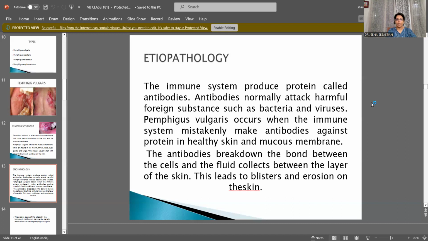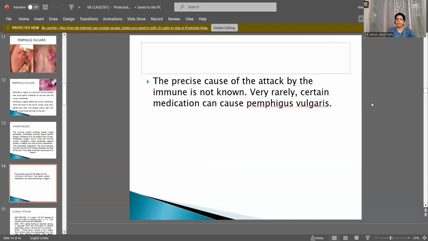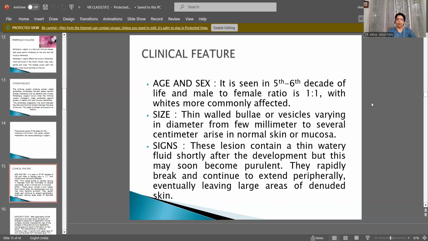So the antibodies break down the bond between the cells, and so the fluid collects between the layers of the skin, and this leads to blisters and erosions on the skin. The precise cause of the attack by the immune system is not known. Very rarely, certain medications can also cause pemphigus vulgaris. It is seen in the fifth to sixth decade of life, the male to female ratio is 1:1, and whites are more commonly affected.